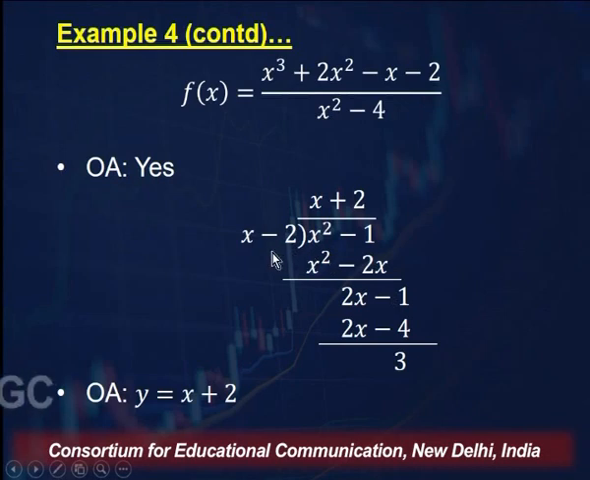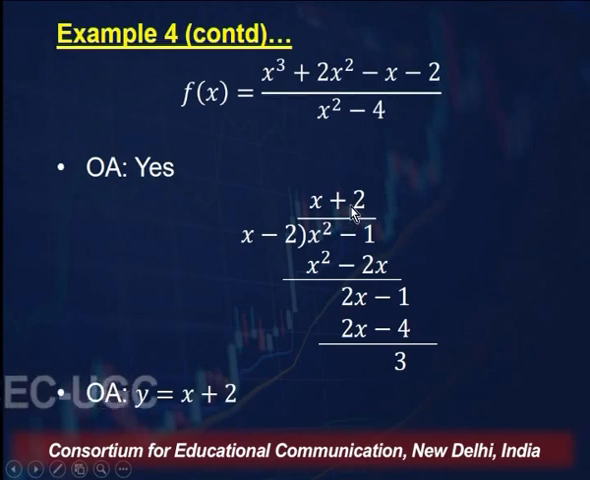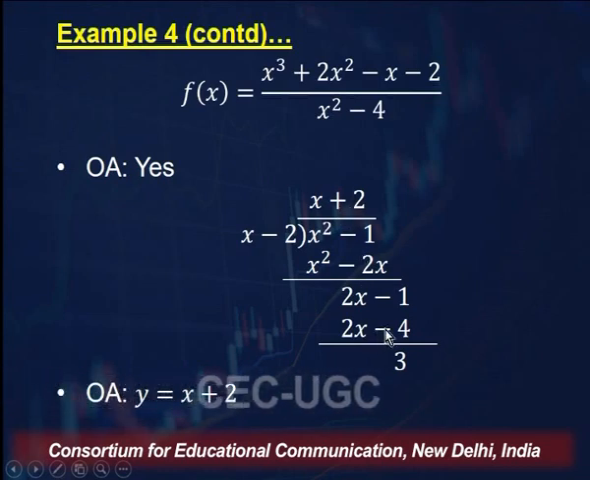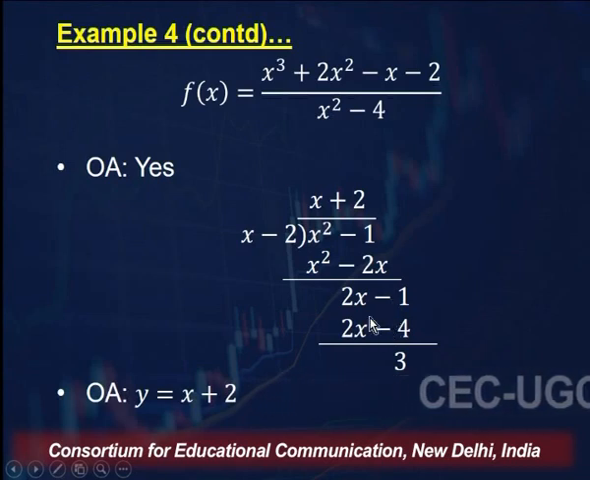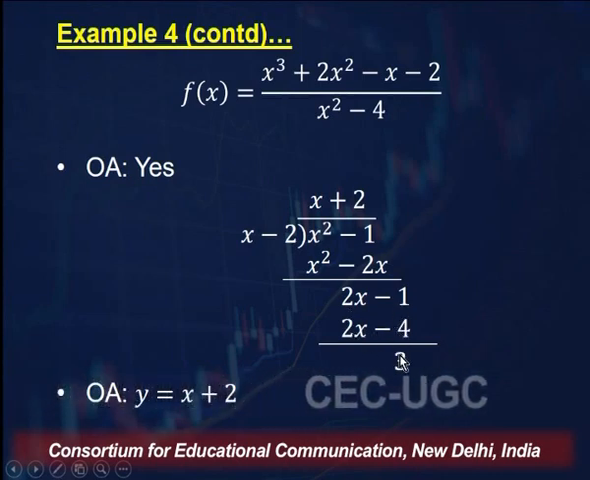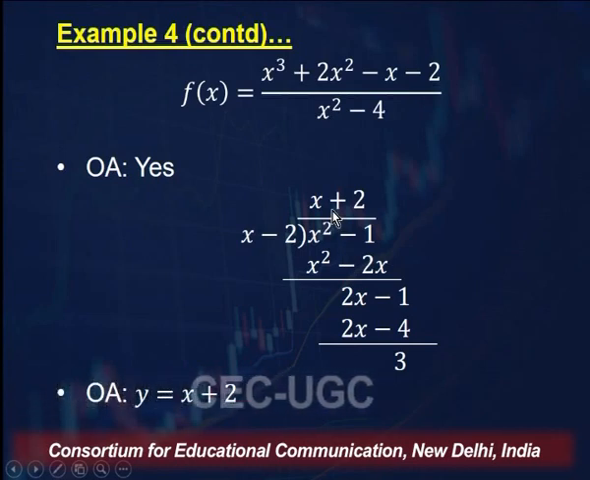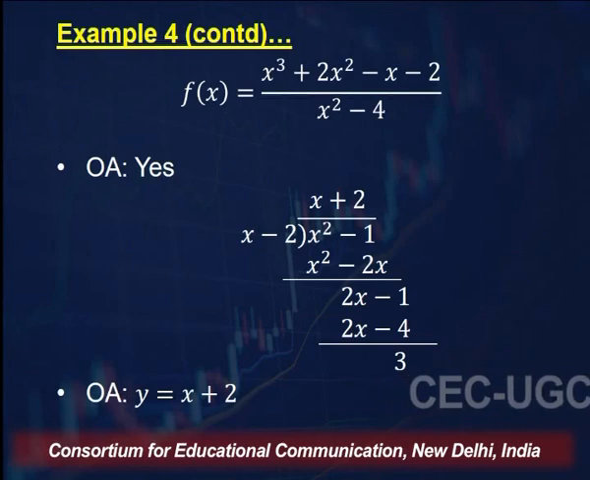Now, x will go into 2x 2 times. So that's 2x here, which you're going to write here. And then minus 2 times 2 is minus 4. So you have a minus 4 here. And then when you change the sign of this line, 2x minus 2x will get cancelled. Minus 1 plus 4 is going to give you a 3. So that is where your process of division ends, and you have a remainder of 3, but your quotient is x plus 2, which then is your oblique asymptote. So y equal to x plus 2 is the oblique asymptote.